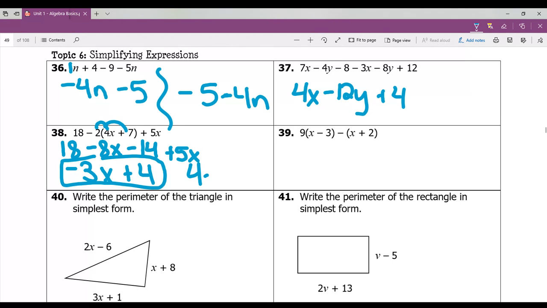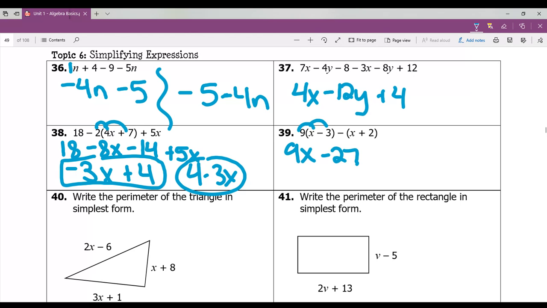Or you could do 4 subtract 3x. I mean, it really doesn't matter. But you're probably going to see this first one. 39, we have to distribute twice, so let's do the first one. I get 9x minus 27.